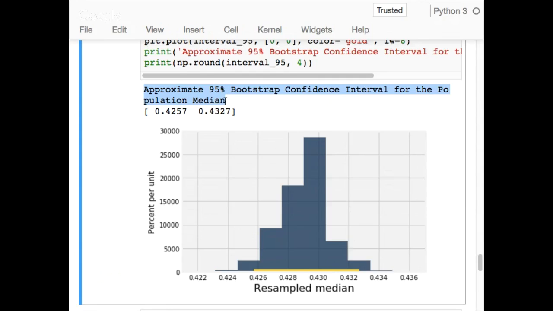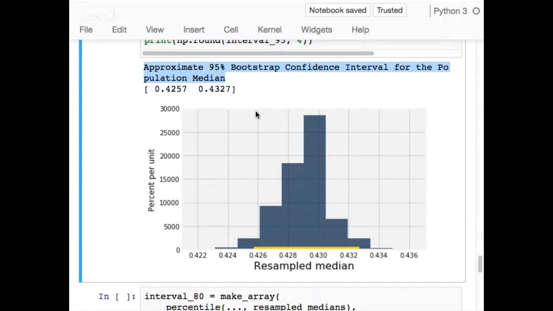This is an approximate 95% bootstrap confidence interval for the population mean. You can say it to your friends, and they'll think, wow, you know so much about statistics. But in reality, all we did was take our one sample, resample it, take the medians, and find the middle 95% of those medians. That's pretty much what that confidence interval is.